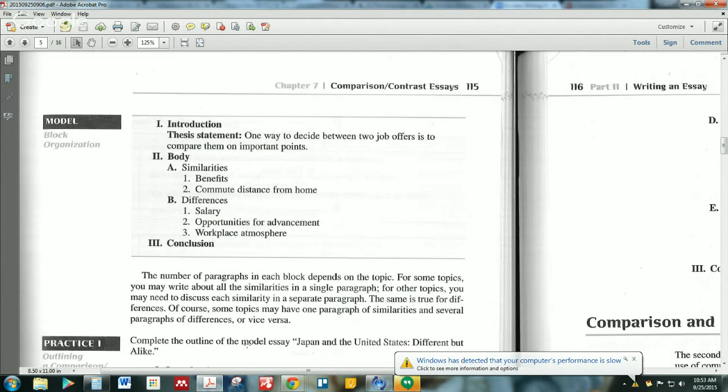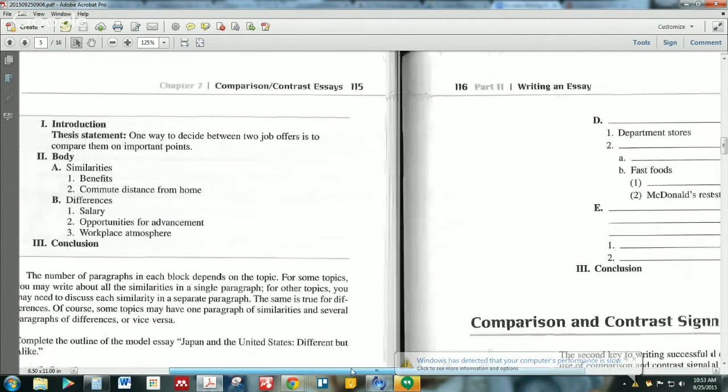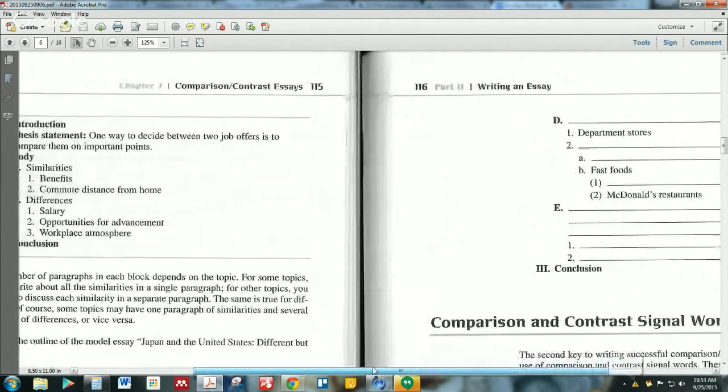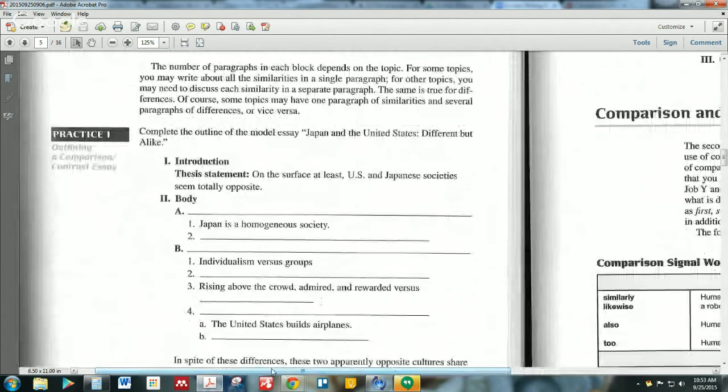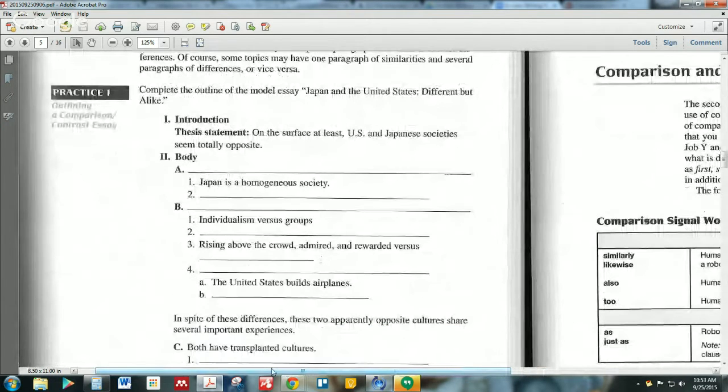So now let's move on and complete the outline of this model. So take a moment and do this, and then I'll walk you through it. Just pause. I'm going to keep talking.